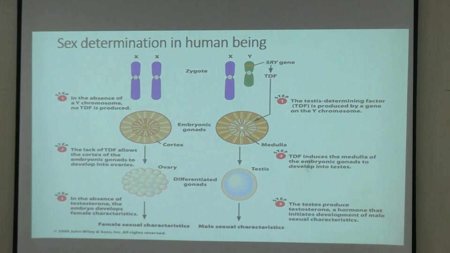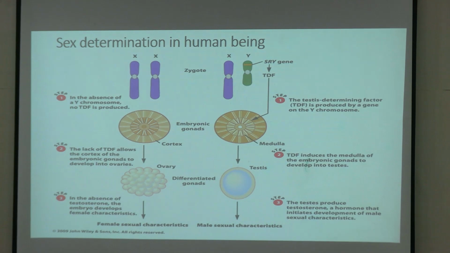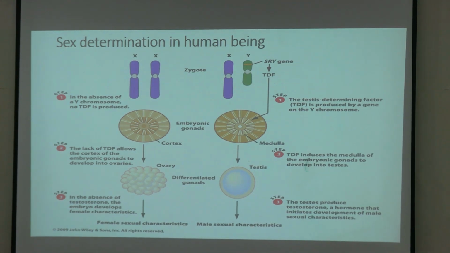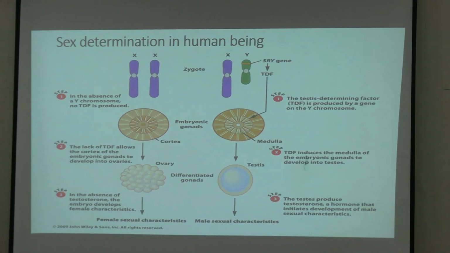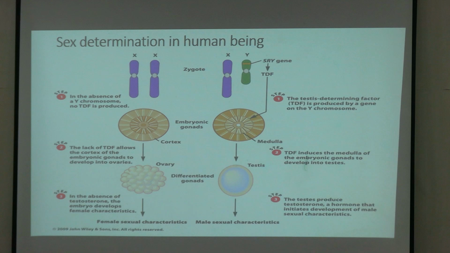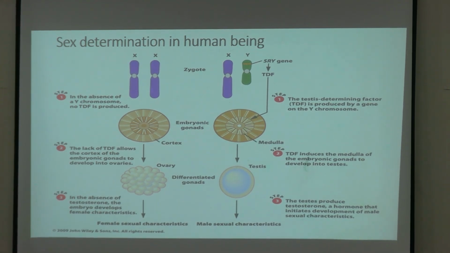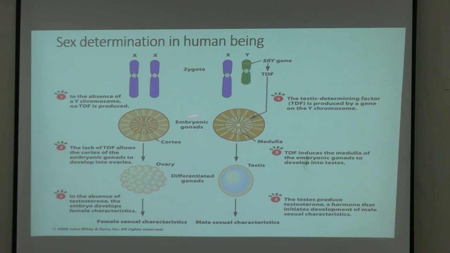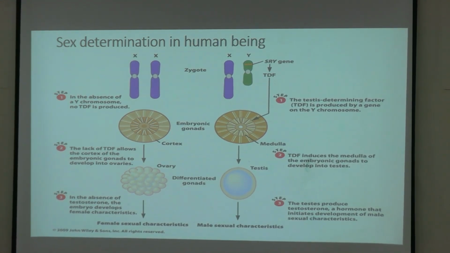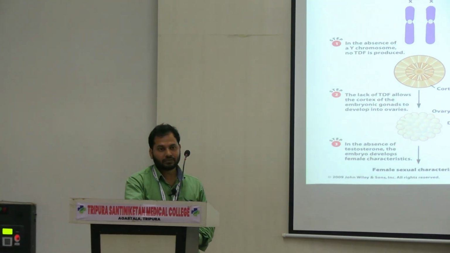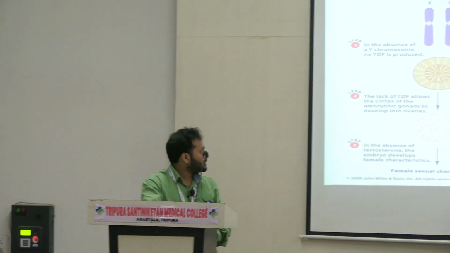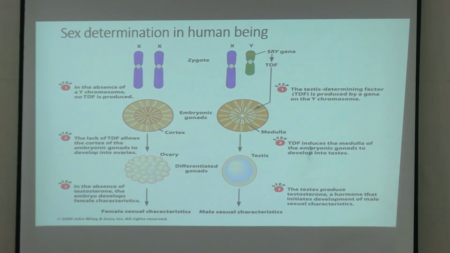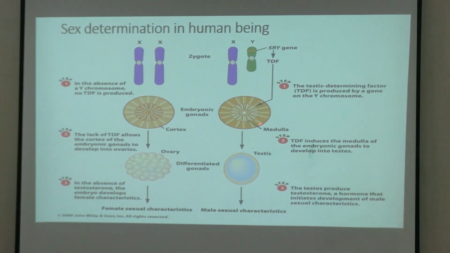The testis determining factor is basically produced in the presence of the SRY gene. But when the SRY gene is absent, this testis determining factor, or TDF, is absent. So now we'll see how TDF promotes the development of the testis and how the absence of TDF alters gonadal development. This is the embryonic gonad. In these embryonic gonads, there are two different segments: the medullary region and the cortex region. The medullary region is mainly involved with the male pathway, whereas the cortex region is involved with the female pathway.